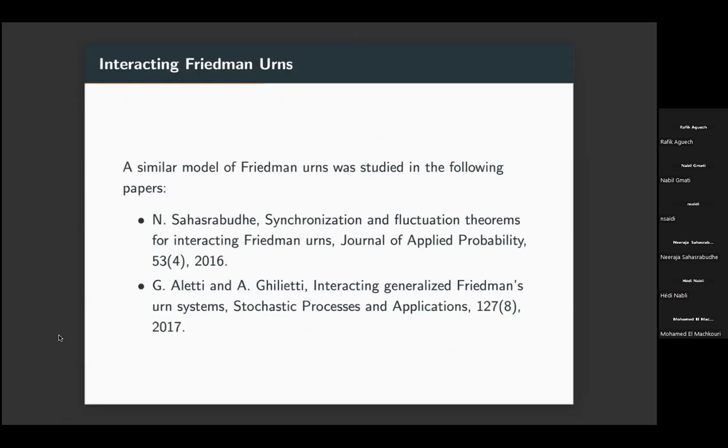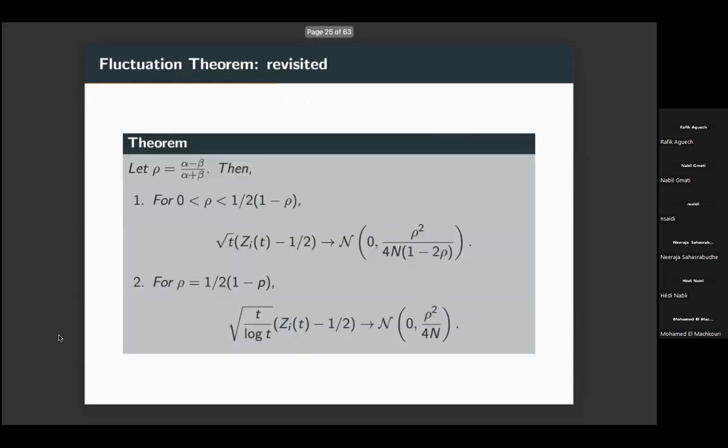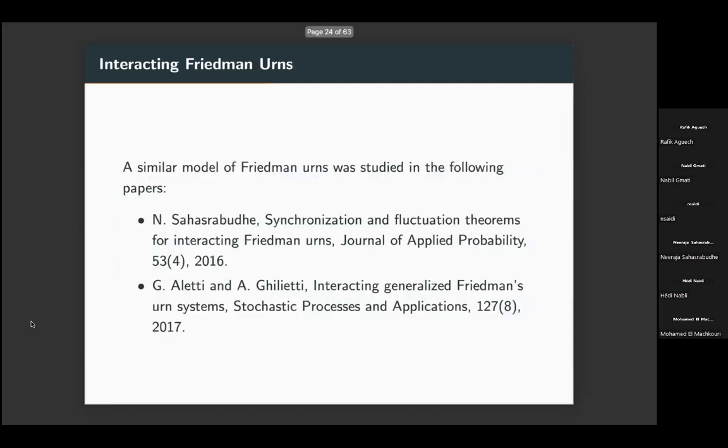Okay, so in that case, one can again show similar things, that all the urns actually go to the limit 1/2. And additionally, I could also show this fluctuation theorem, which you notice is exactly similar to what Friedman had got in 1965. If I put n equal to 1 here, I get the same thing. So from this interacting Friedman urn model, one could get the results for a single Friedman urn as well.